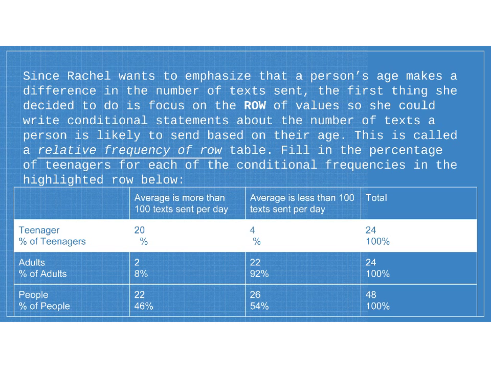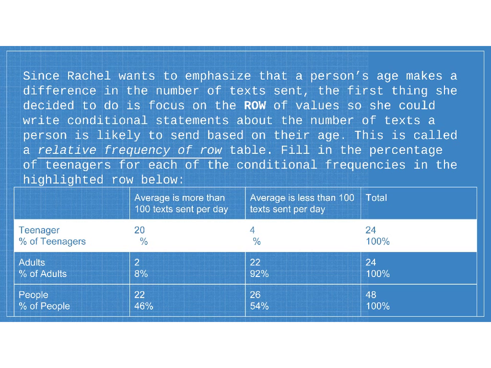Now, as you dive more into stats, you may have heard this before, that if you're creative, you can make stats say almost anything you want. So Rachel here is going to try to emphasize a portion of it that will benefit her argument. Rachel wants to emphasize that a person's age makes a difference in the number of texts sent, which is important since she's a teenager herself and needs to differentiate herself from adults. The first thing she decided to do is focus on the row of values, and so you can see that this row is highlighted.